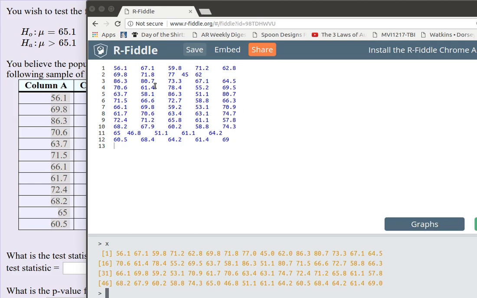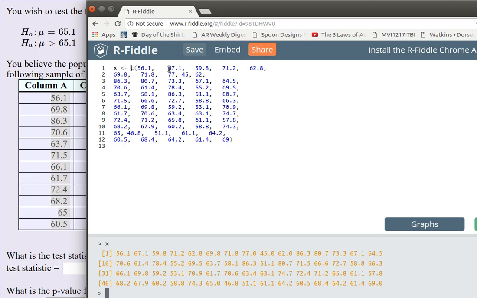I need to turn this into a vector, so I'll need to use the c function, the concatenate function, and I'll need to put a comma after each one of these values. So let me pause and do that. And of course at the very end I need to put in this last parenthesis, and I will store that in an object I'll call x.